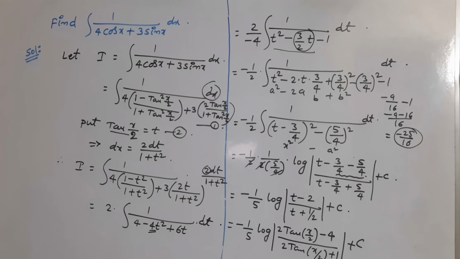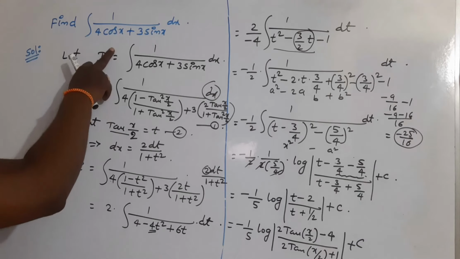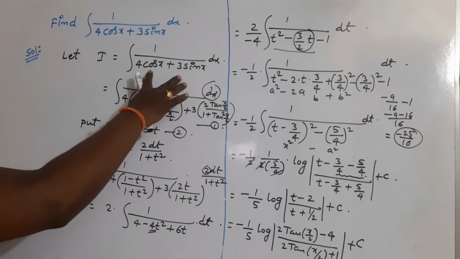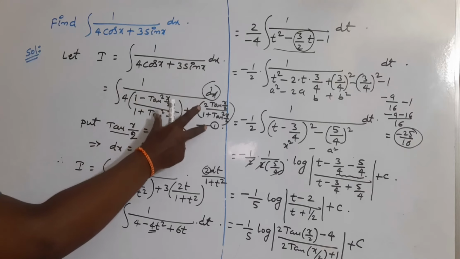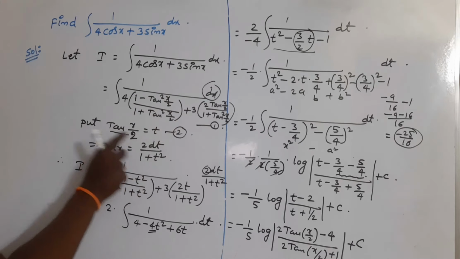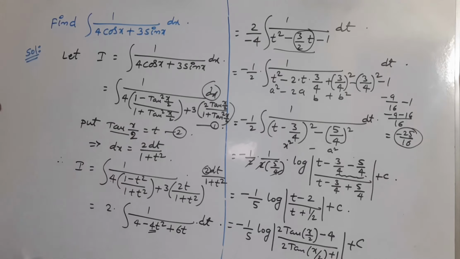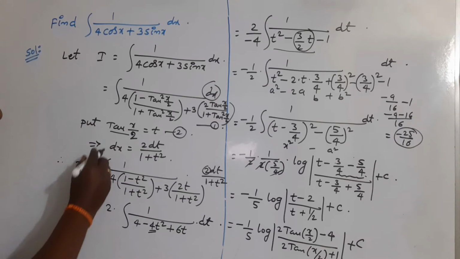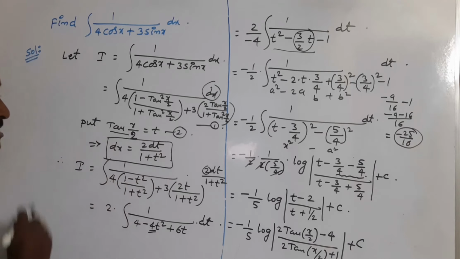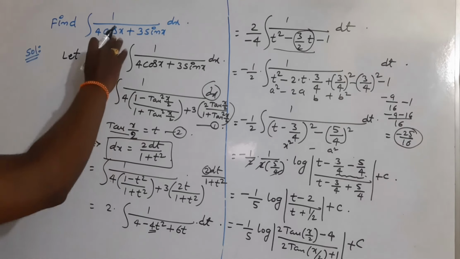Sometimes both cos and sin terms are involved in the given problem, particularly in the denominator. So you have to write the formula of cos and sin in terms of tan. After that use the substitution tan x by 2 is equal to t. Automatically dx becomes 2 dt by 1 plus t square. This is the working rule of solving this type of problems.